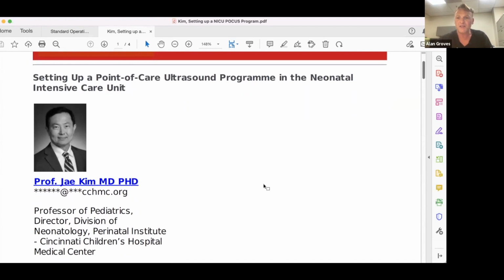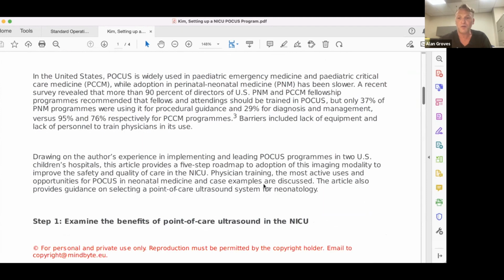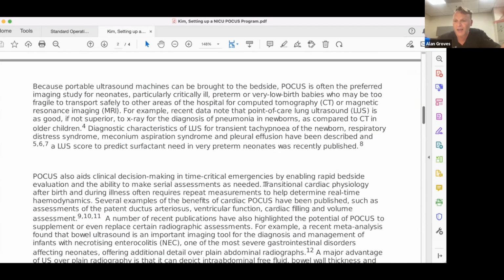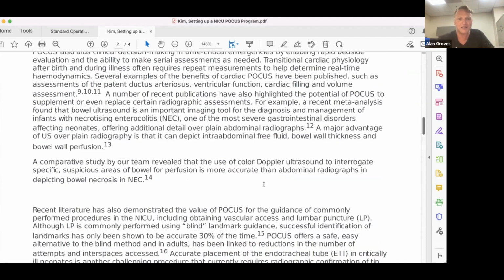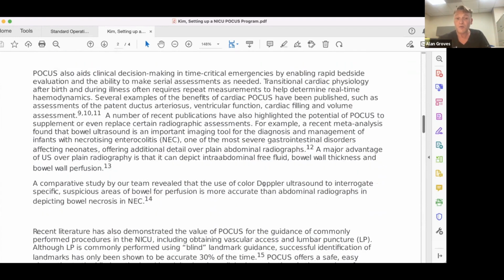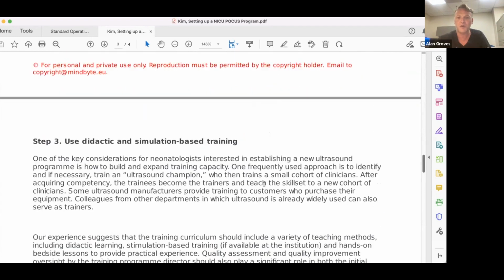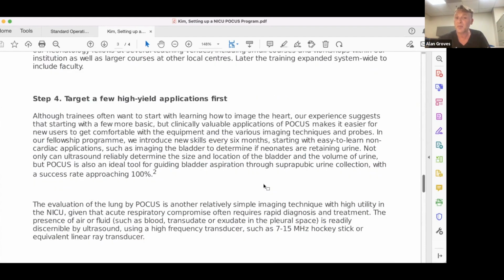I really like this paper from Jay Kim in Cincinnati, who absolutely echoes what Mackie has said, but he breaks it down into the steps for that. So I think this is a wonderful pragmatic guide, more like a kindly mentorship uncle kind of advice, where he basically says, work out what you would really like to do. Use your interdepartmental collaboration. As Mackie says, there's got to be somebody in the building that knows how to do this. Use your didactics and your simulations. Target your high yield applications first. I think this is really key.